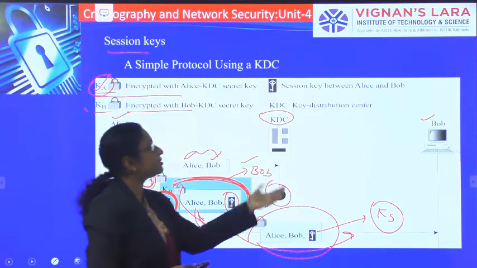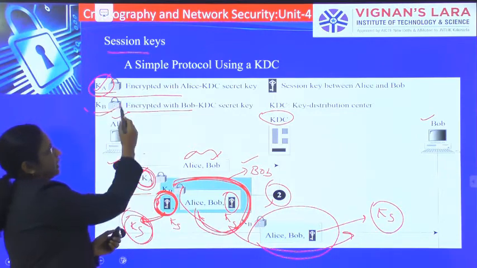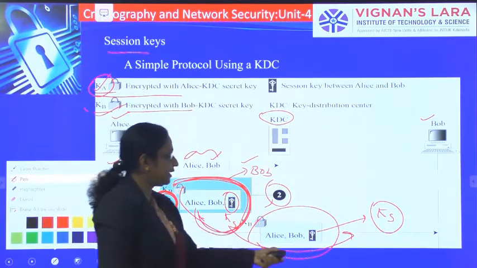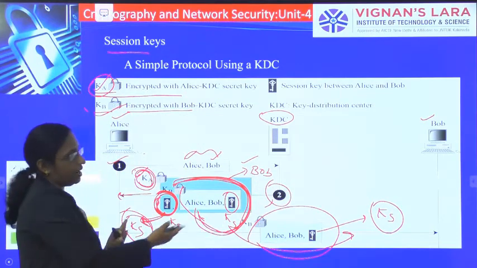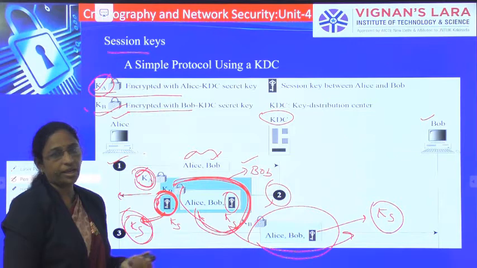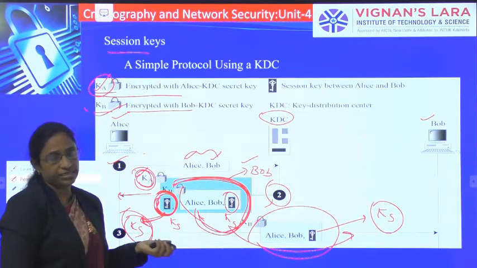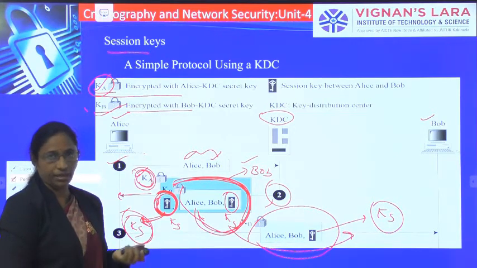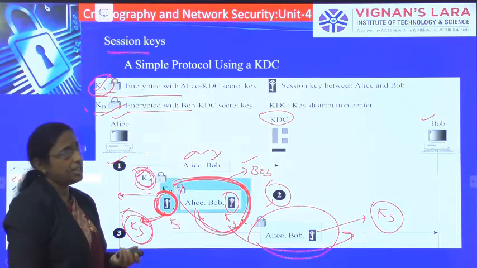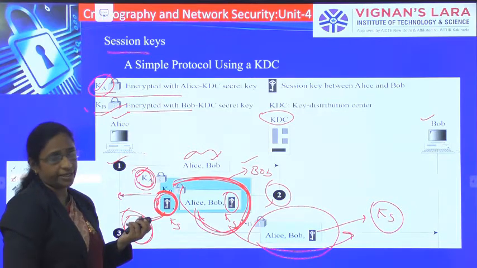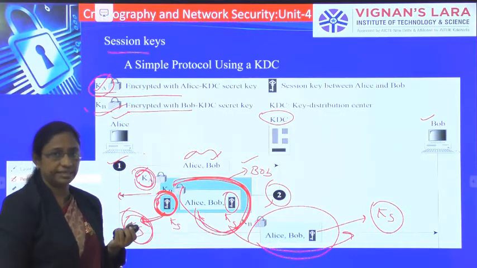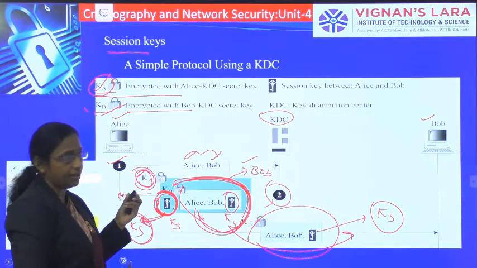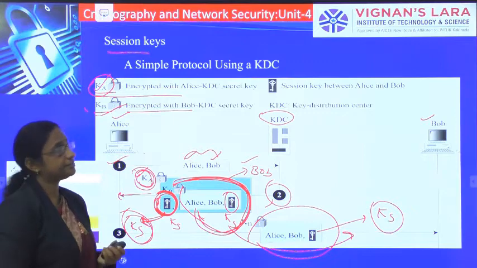Since Bob knows his key, he decrypts it and takes his session key. So both are the same session keys, and they will be using those keys for secure communication. So there is one key distribution center that we have for sharing the keys securely between the entities.